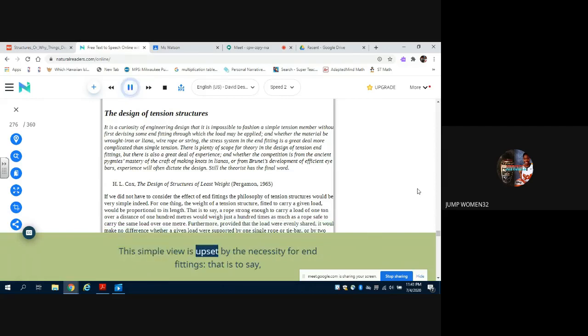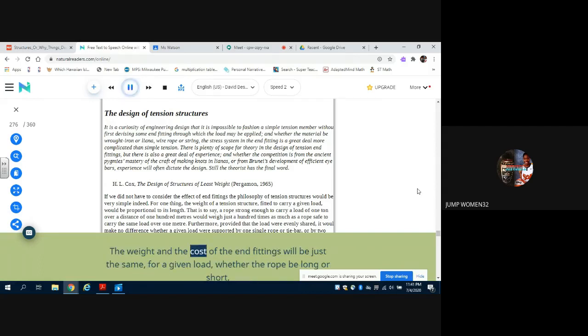This simple view is upset by the necessity for end fittings, that is to say, by the need to get the load in at one end of the member and out at the other. Even an ordinary rope will need a knot or a splice at each end. The knot or splice will be relatively heavy and may cost money. If we are to do an honest reckoning, this weight and cost will have to be added to that of the bare tension member itself.